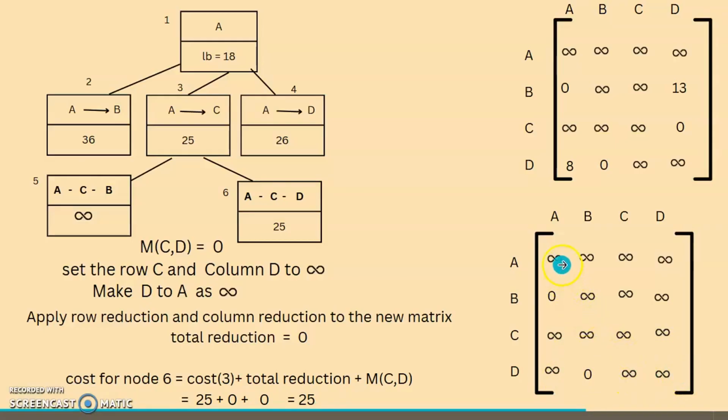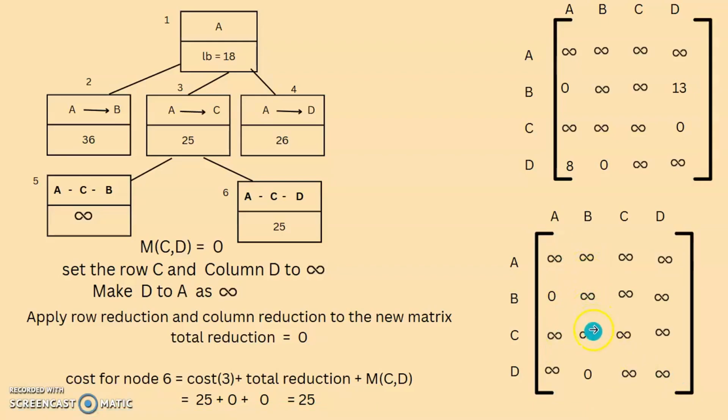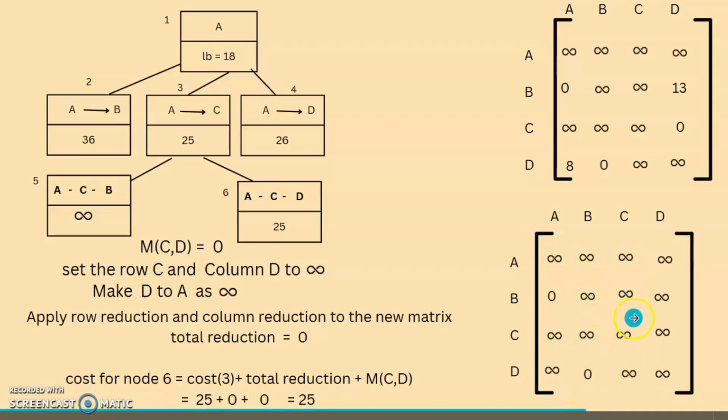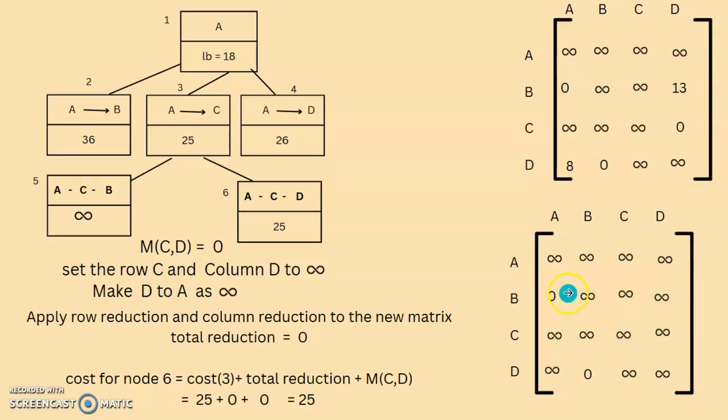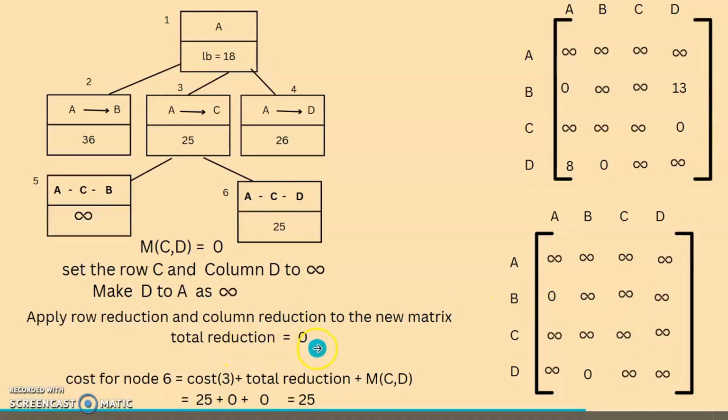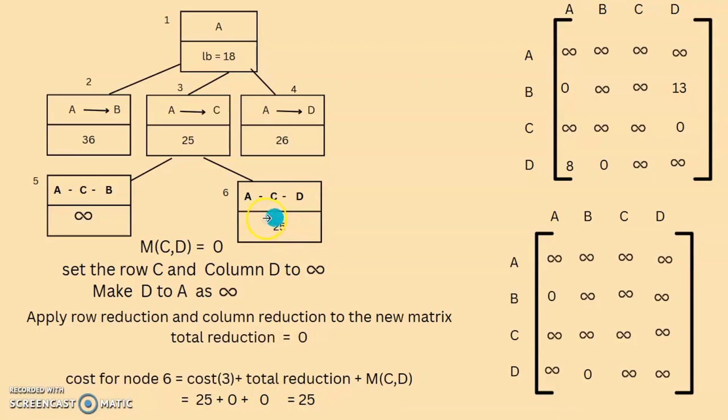And column reduction, first column contains a 0, second column contains a 0, and third and fourth column all are infinity. So no row reduction and column reduction. So total reduction value is 0. So now what is the cost for this node? Cost of 3. So you take this 25 plus what is the total reduction value here? 0. That is for this matrix. And what is the distance we copied? 0. So by adding all these things, you will get 25. So the 25 is the value for this option A to C and C to D.